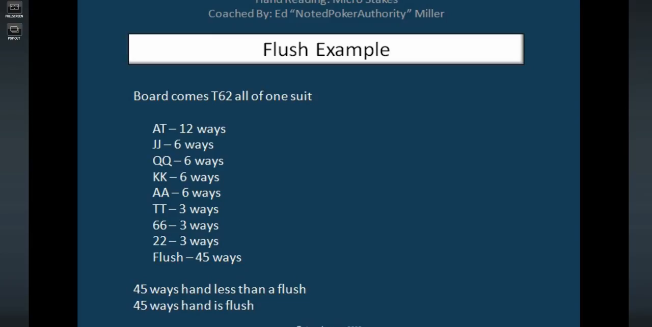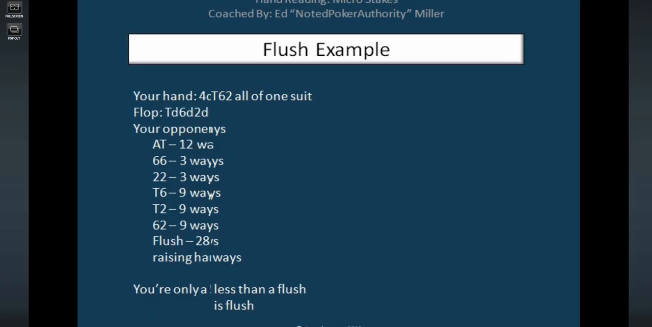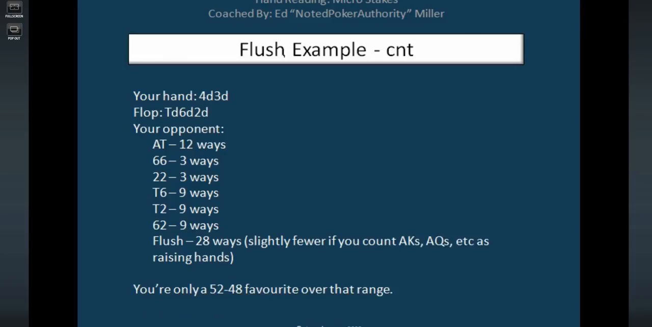Now, you're a favorite to have the best hand because the flush is less likely, but some of your opponent's hands that you beat have outs against you, whereas if you're against a flush, you're going to be all but drawing dead. So your equity in that situation is, let's take a look at this slide. You have 4-3 suited, flop comes 10-6 deuce, all of your suit. Let's say your opponent has ace-10, 12 ways, pocket 6s 3 ways, pocket deuces 3 ways, 10-6 9 ways, 10 deuce 9 ways, 6 deuce 9 ways, and a flush 28 ways.